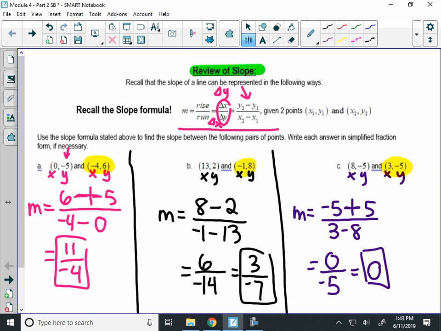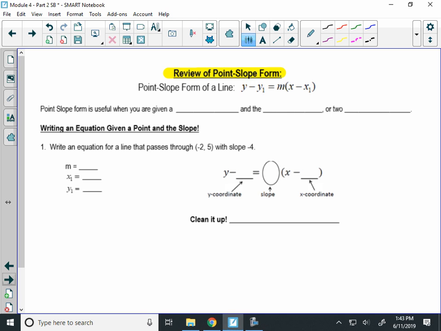We're going to hit slope again back in module 7, so make sure you know this one. Now let's talk about point slope form. Point slope form is a little bit different than the y equals mx plus b form. This is the formula for it. I think you've seen it before in geometry. Point slope form is useful when you're given a point and the slope. So I tell you, you're on a line that has a slope of something and passes through a point, or you're given 2 points. Okay?